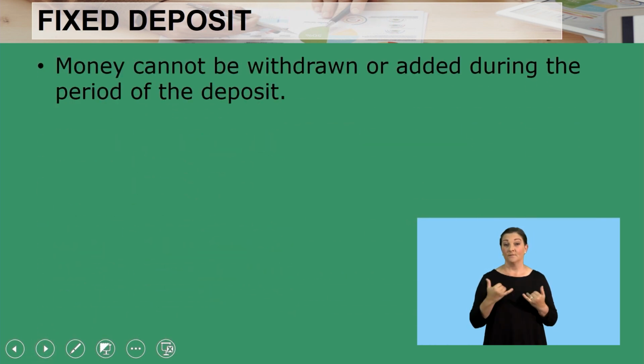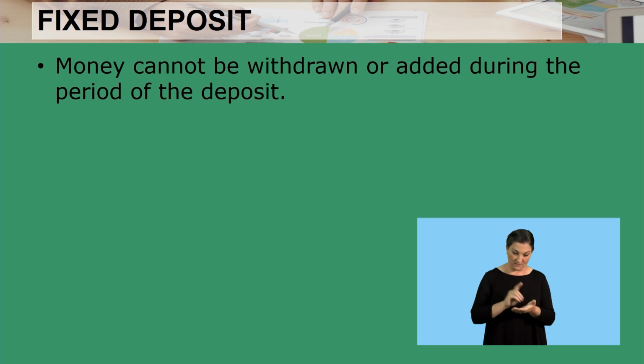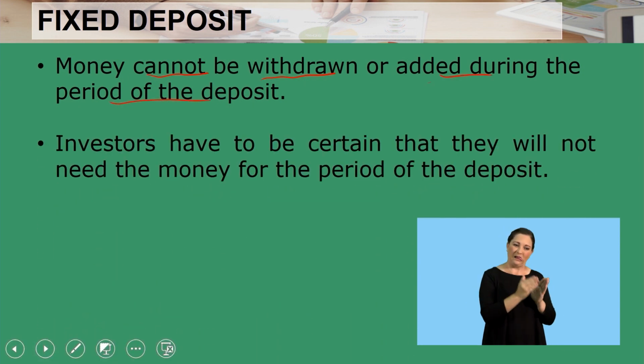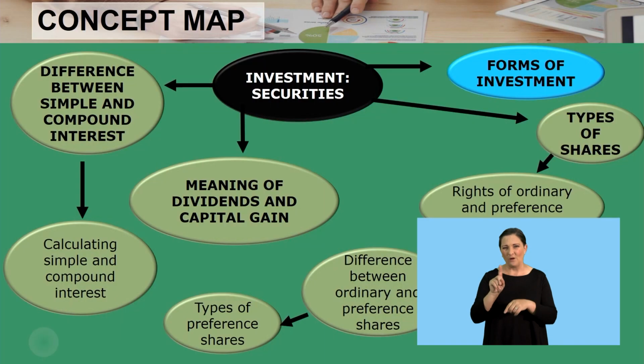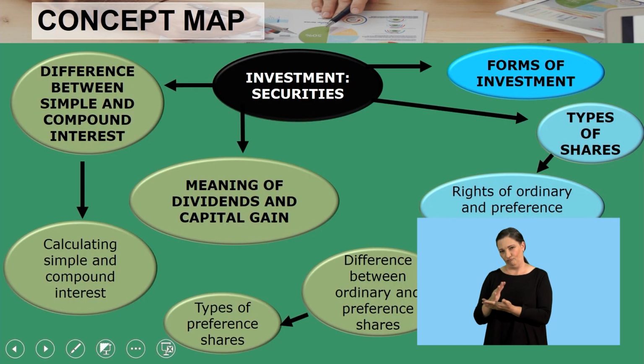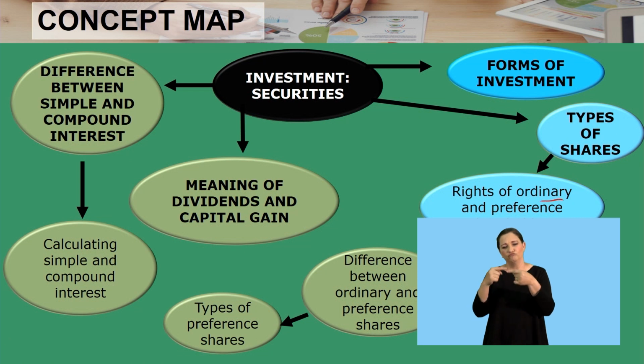Fixed deposit, again, to explain the meaning, refers to money that cannot be withdrawn or added during the investment period. The investor has to be certain that they will not need the money for the period of investment. Now, we move into another aspect, which is your types of shares. With types of shares, we will also be looking into the rights of ordinary and preference shareholders.